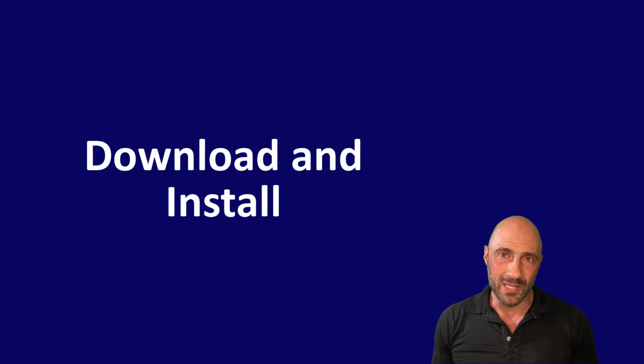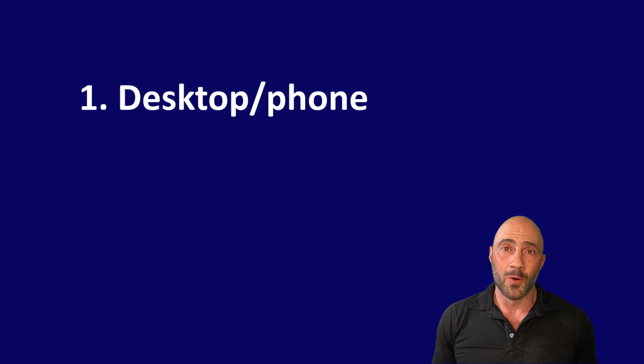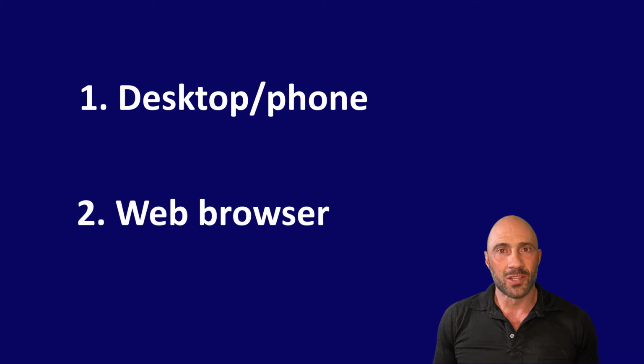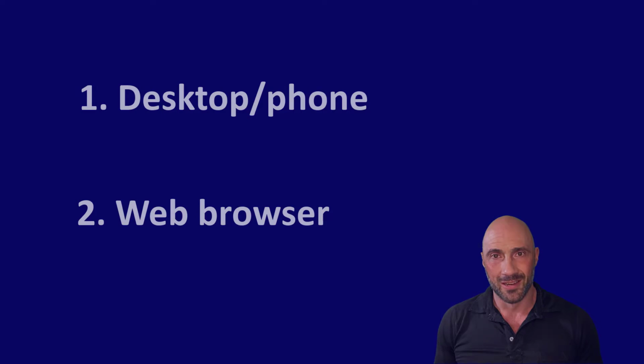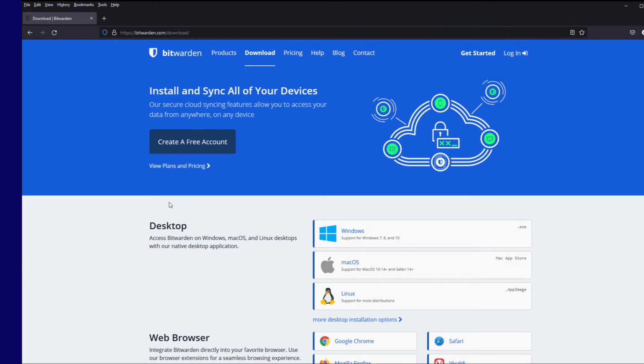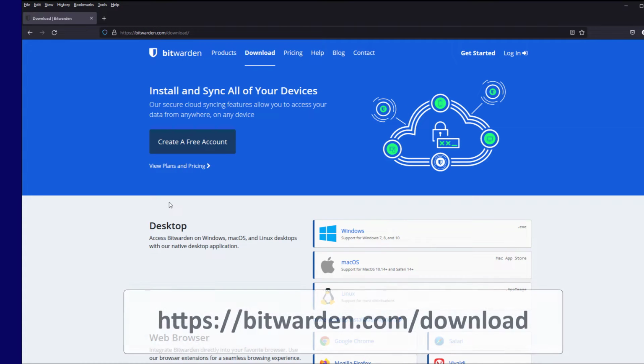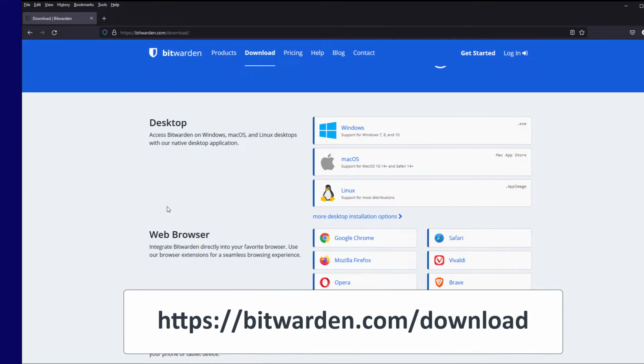Bitwarden comes in two pieces, the software for your desktop or phone, and a web browser extension that will let the software interact with websites. First, we need the desktop or mobile software. You can get it from bitwarden.com/download. There you'll find versions for most operating systems.